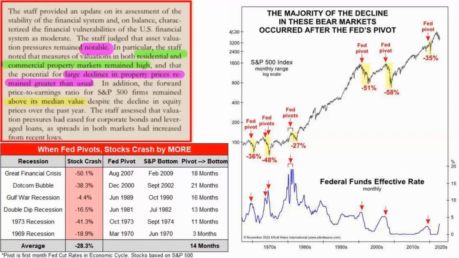And it seems pretty clear to me that we're definitely in about phase 6 right now, and we're just waiting on when phase 1 is going to start, which is going to be the bond market bottoming. Okay, now if you take a look, the majority of the decline in these bear markets occurred after the Fed's pivot. So here, a negative 51% drop after the Fed pivot. Over here, negative 58% drop after the Fed pivot. Over here, negative 35%, negative 27%, negative 48, negative 36.